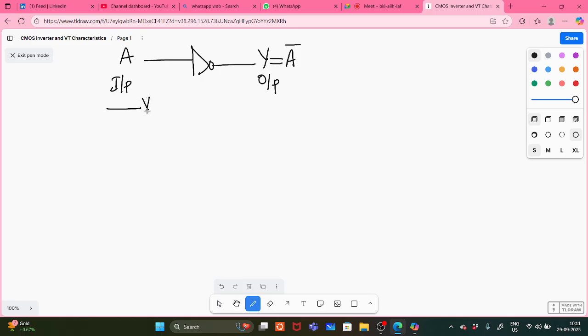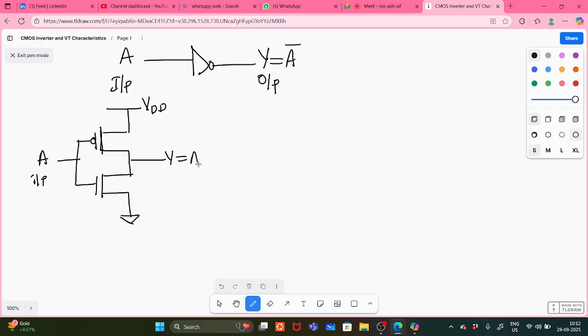So how to draw this CMOS? This is VDD, and next pull up transistor as a PMOS, and pull down transistor as NMOS. These two are connected like this. Here you are giving A as input, and you are getting the output y equal to A bar.